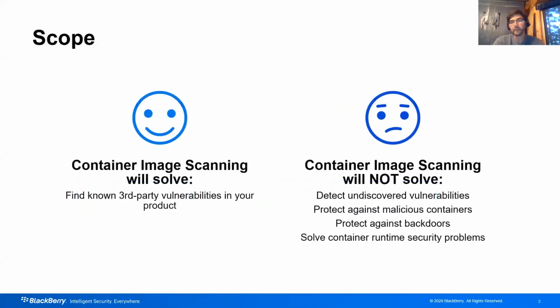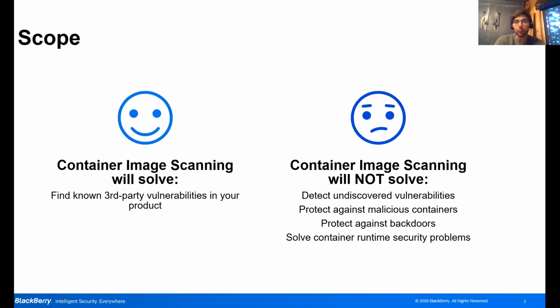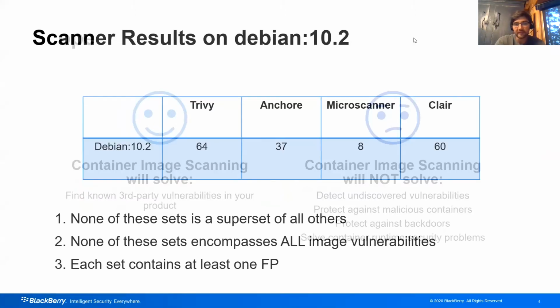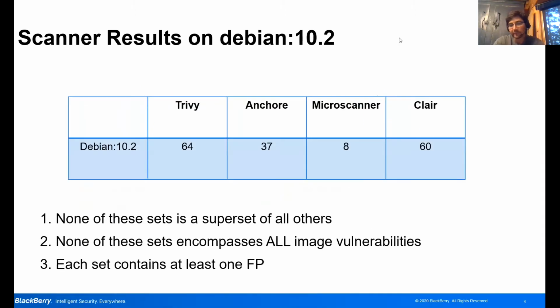What won't container image scanners do? They won't find new vulnerabilities, they won't find backdoors, and they won't find malicious containers. What they will do is find all known third-party vulnerabilities in your container. There are a number of different products that do container image scanning, but the problem is they don't all give the same answer, which was a surprise to us when we first started looking at this topic. You can run 4 different scanners on the same image and you'll get 4 different results.